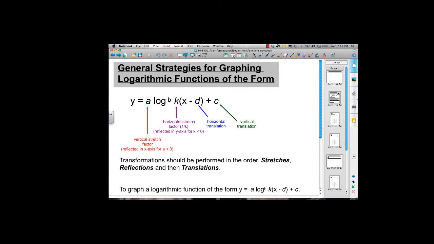The k value will tie in with the horizontal stretch factor, I should say. The stretch factor will actually be the reciprocal of k, so 1 over k. Keep in mind, if that is a negative value, there is reflection in the y-axis, and then d would be your horizontal translation and c your vertical translation. So all of these concepts are familiar, we're just now adapting them to a logarithmic function. As far as the order that transformations should be performed in, that is no different. We should still perform stretches, reflections, and then do translations last.